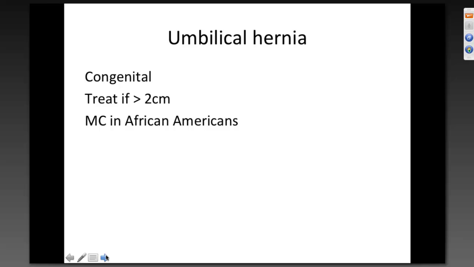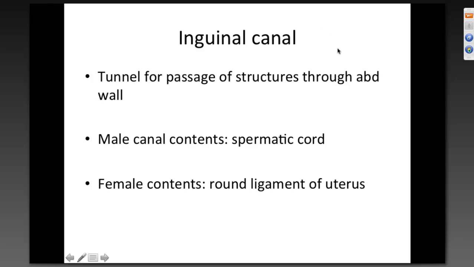So let's talk about the umbilical hernia. So the umbilical hernia is not something that is acquired. It is congenital. You only treat it if it's greater than 2 centimeters, and it is most common in African Americans. Okay?